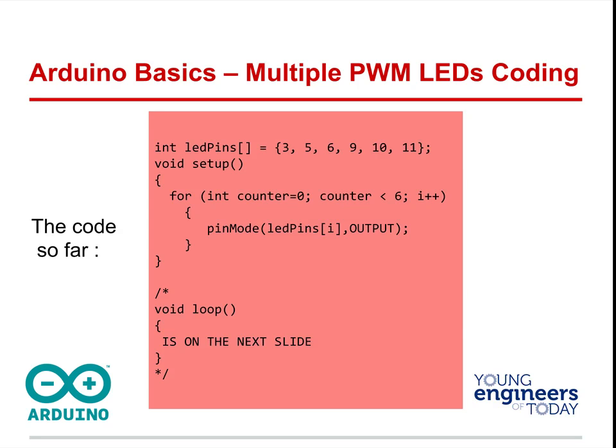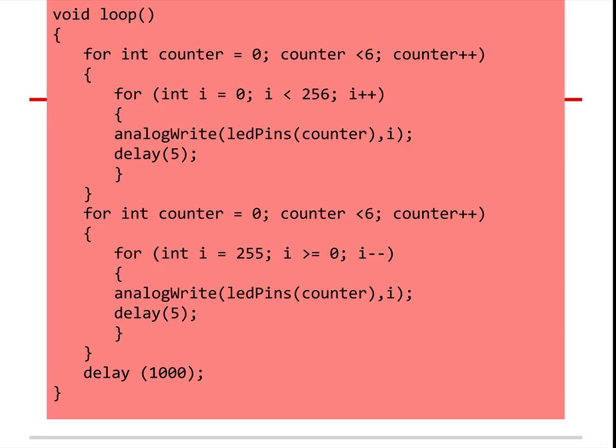So we're able to put that all as an output, and don't worry if you don't get it quite off the bat. This is a fairly complicated topic. You just have to work at it a little bit. So in this case, I have a for loop. For integer I equals 0 to I less than 256, analog write LED pins counter, I.